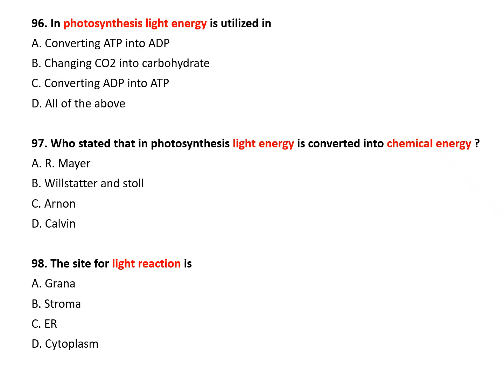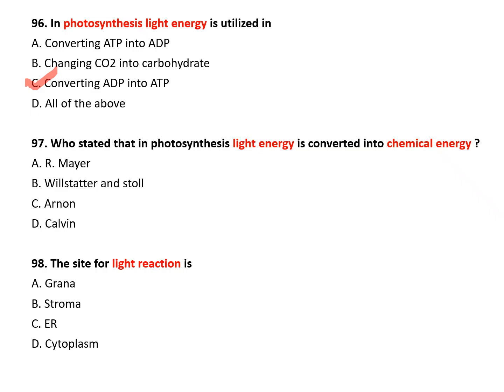The next question, number 96. In photosynthesis, light energy is utilized in option A, converting ATP into ADP, option B, changing carbon dioxide into carbohydrate, option C, converting ADP into ATP, option D, all of the above. The correct answer is option C, converting ADP into ATP.